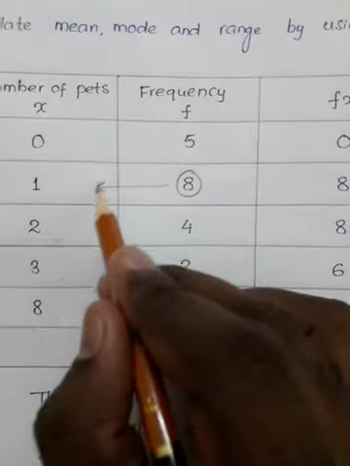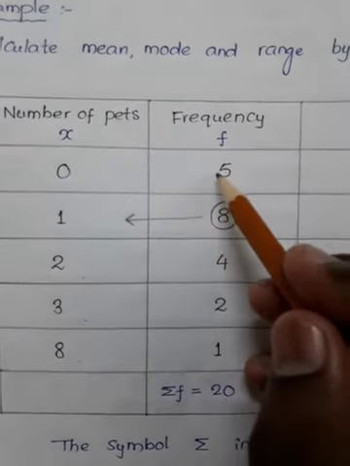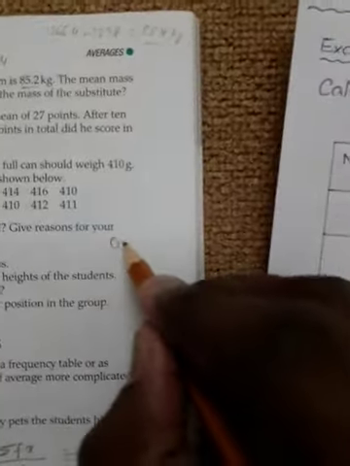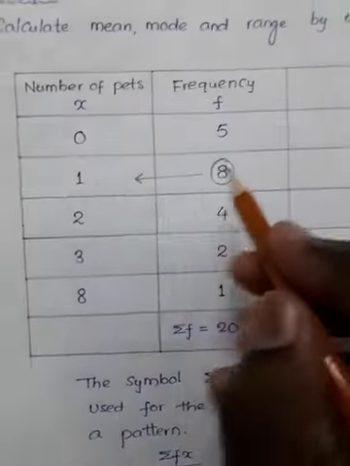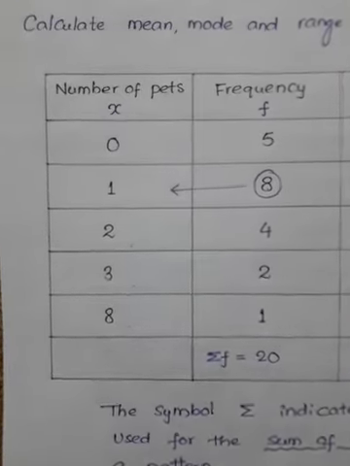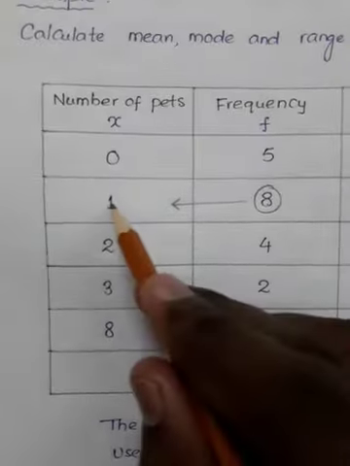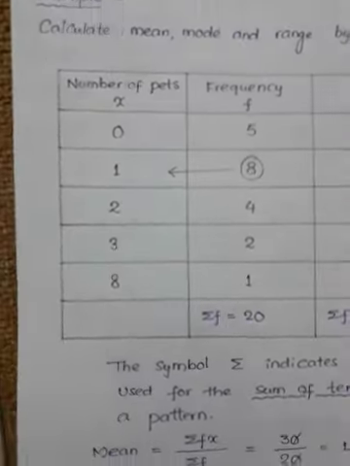Just look at the exact one straight away. Why? Because what is the meaning of this? That means 0 is repeated 5 times. If you read on, 1 is repeated 8 times. What is the meaning of mode? Mode means which is repeated more times, most of the times. So 1 is repeated 8 times. That's why 1 is the mode.